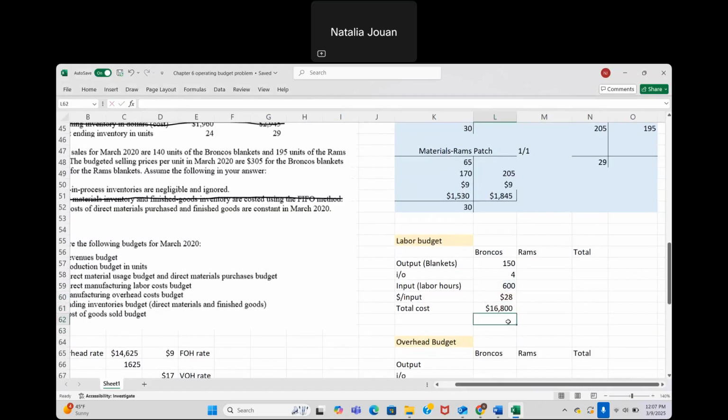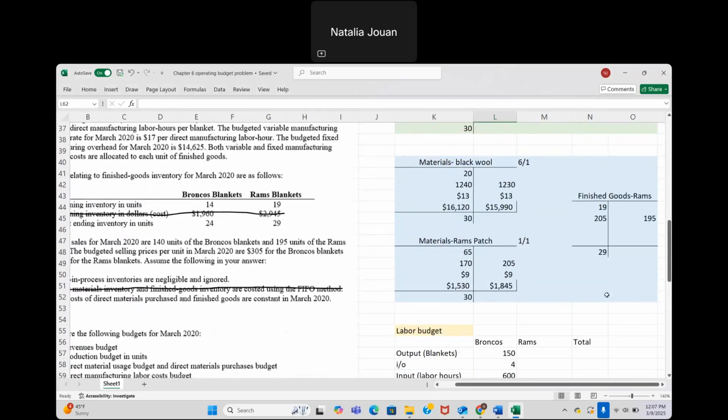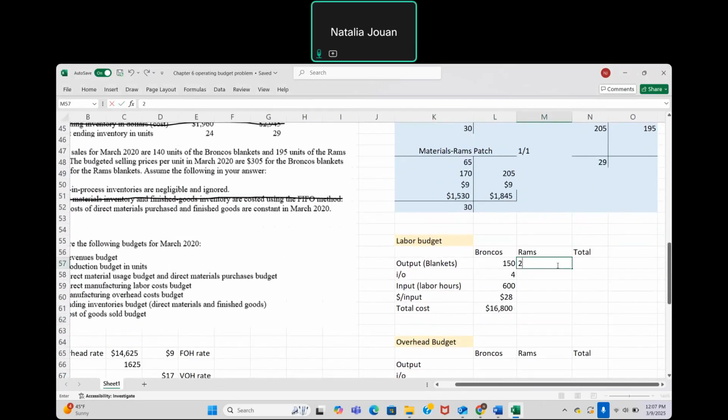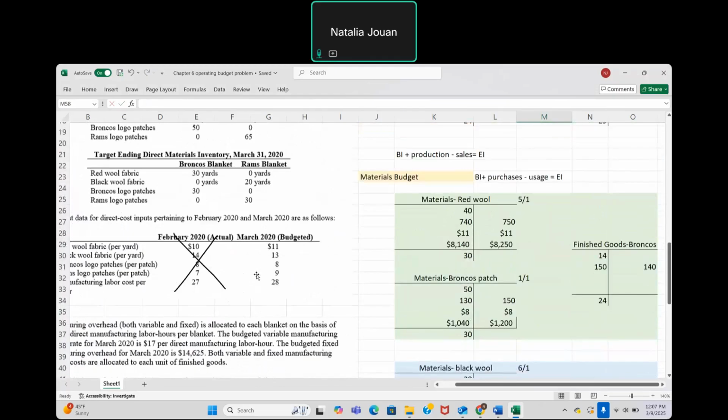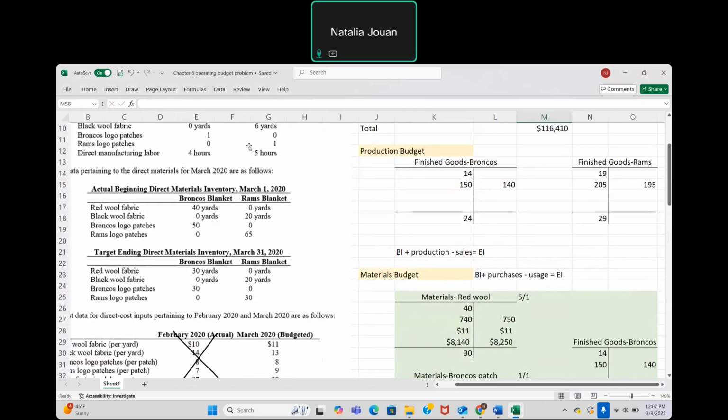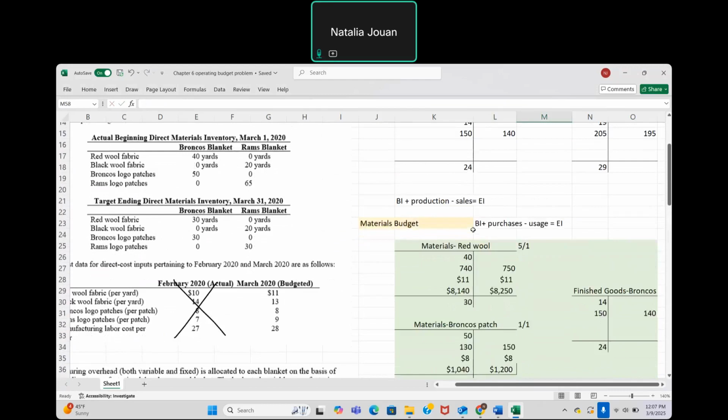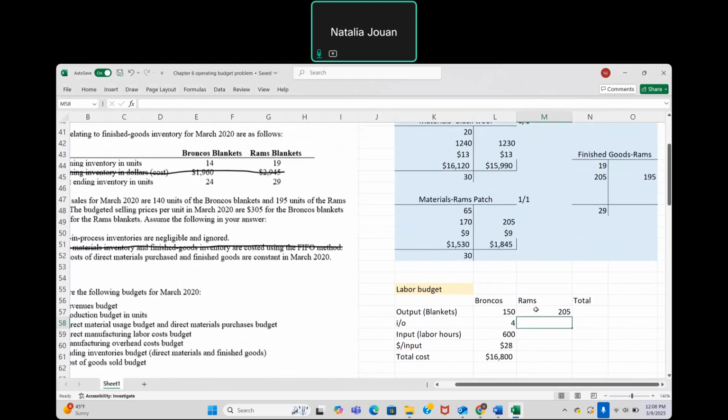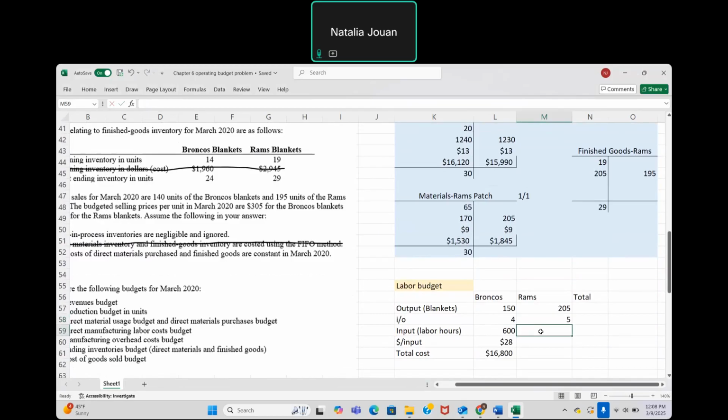Let's do the same for Rams. So Rams, we're going to be making how many? 205. And let's go back up and see how long it takes to make a blanket. It takes 5 hours. So let's go back down. 5 hours. So 205 times 5. And then the rate is the same. All employees get paid the same amount of money. So 1,025 times 28.